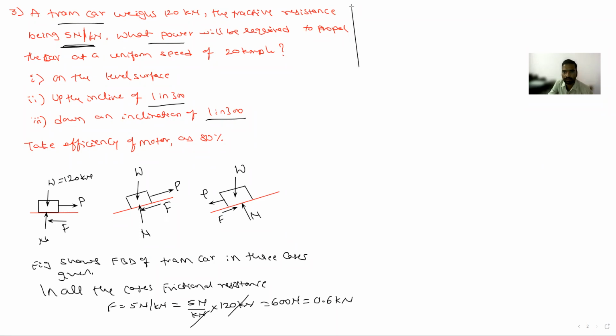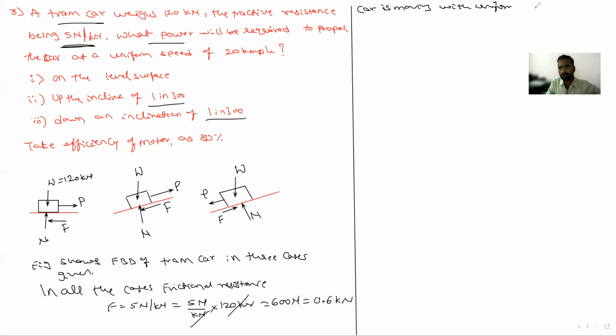Next, one more statement is given. What is that statement? Velocity is given. Correct? The car is moving with uniform velocity. How much is V? 20 kmph. Yes, convert that into meter per second. 20 into 5 by 18. How much is it? 5.55 meter per second. So this is V.